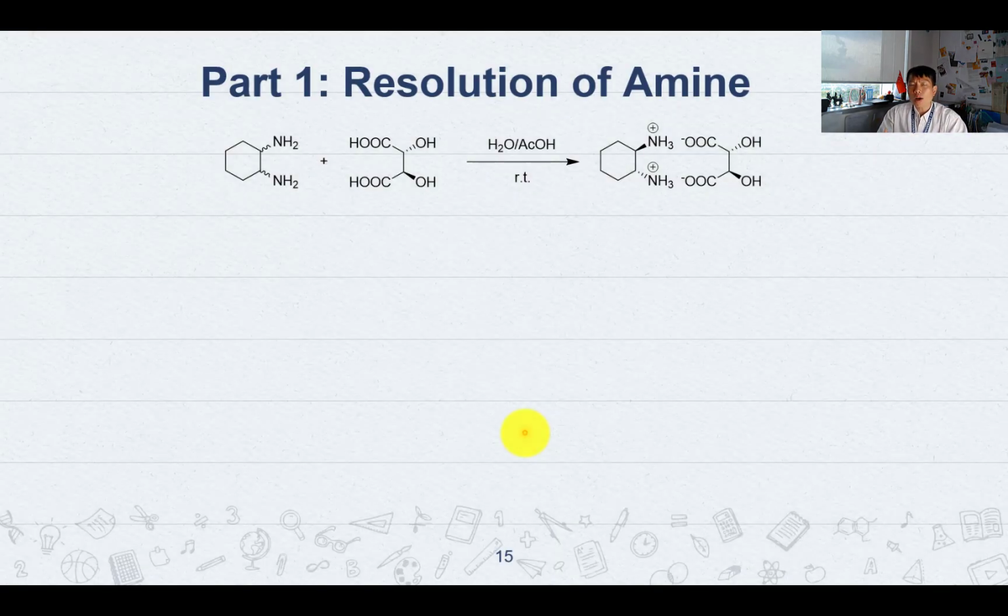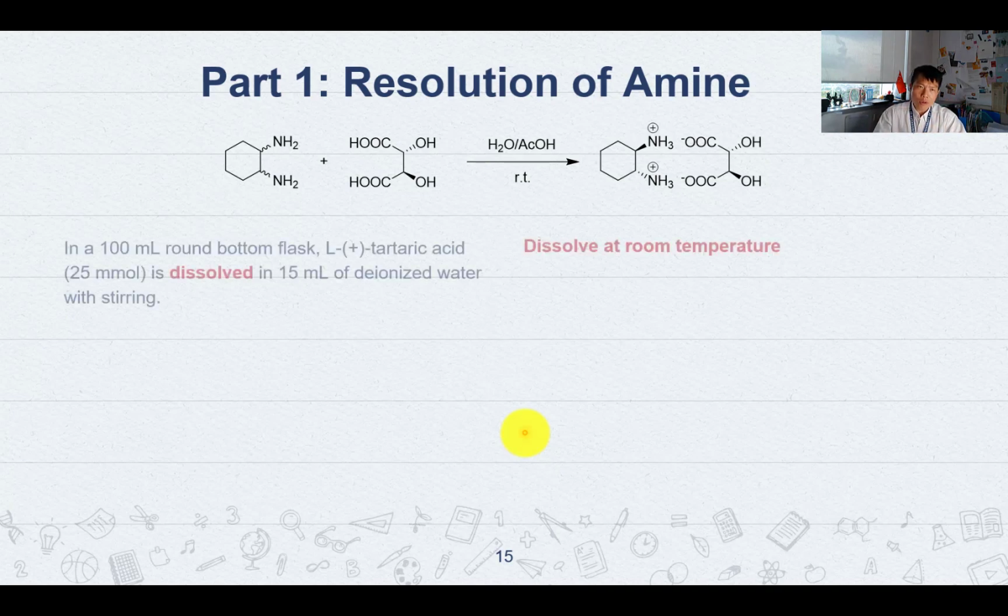Now, part 1 of this synthesis scheme, you have a resolution of the amine, because we give you a racemic mixture of this diamine.